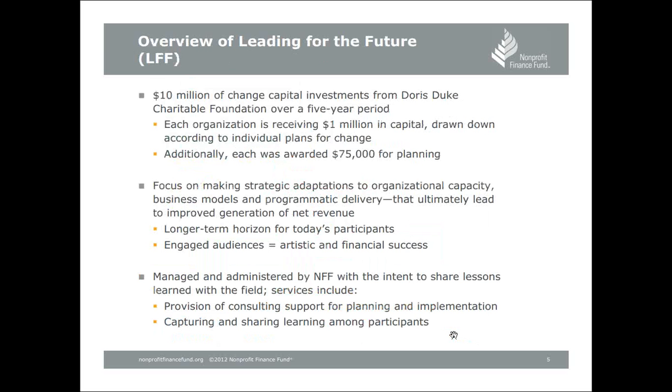So each organization receives $1 million, and they draw it down based on their plans for using that money to create change in their organization. Each of them, as you can see here, also receive some planning money. Ultimately, the organizations are making adaptations to how they do what they do that in the long term will achieve improved net revenue. For most organizations in the initiative, the goal has been to meaningfully improve net revenue generation during the 5-year period of the initiative.